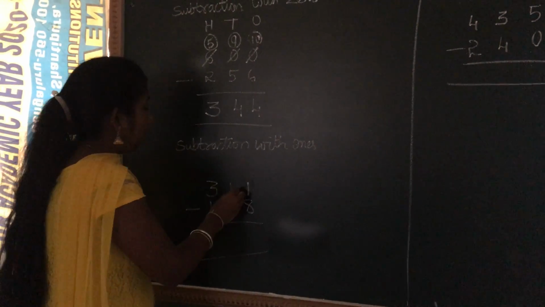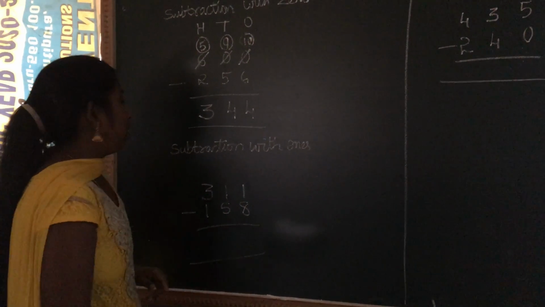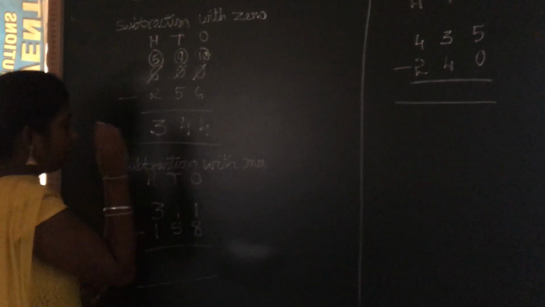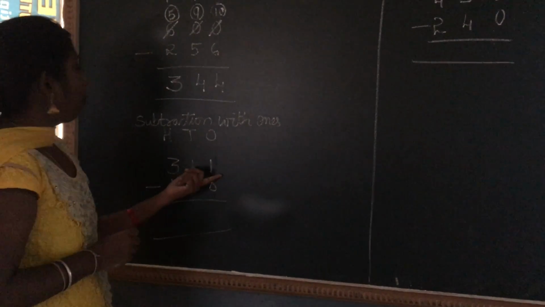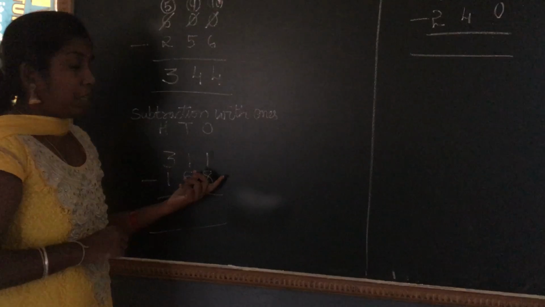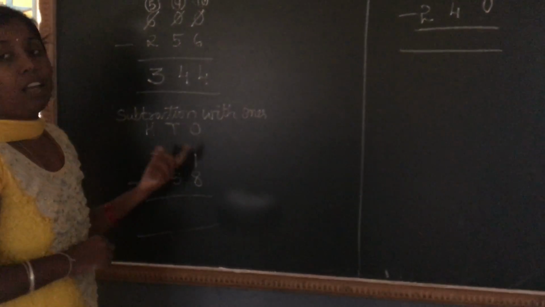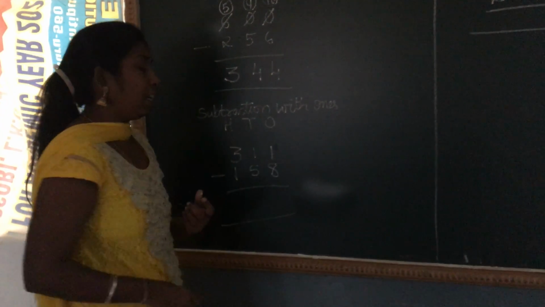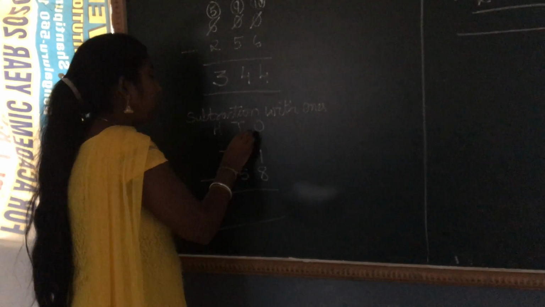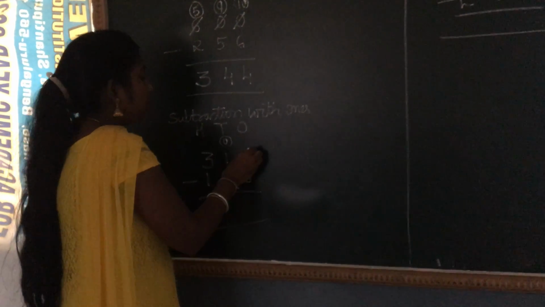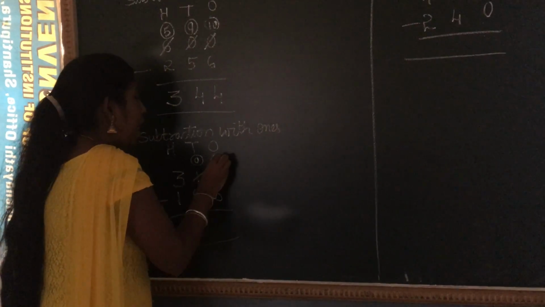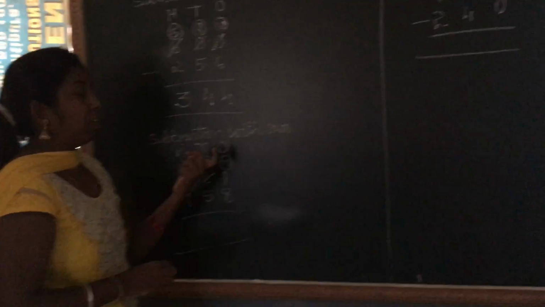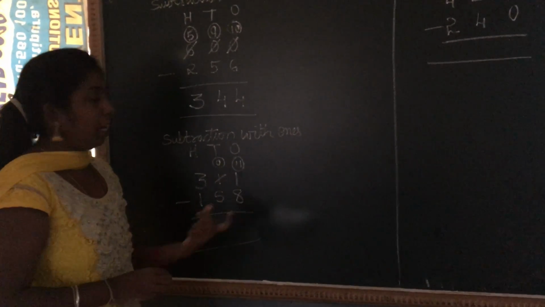Here 311 minus 158. Ones column, tens column and hundreds column. Subtract the ones column, 1 and 8. We can't subtract 8 from 1. So we are regrouping tens and ones. Here there is 1 ten and 1 one. So 1 minus 1 is 0 and the ones become 11. We are giving 1 to the ones column. So 11. 11 minus 8 is how much?